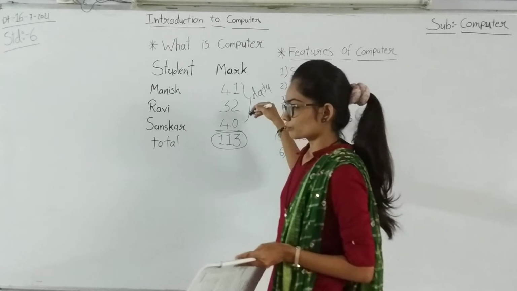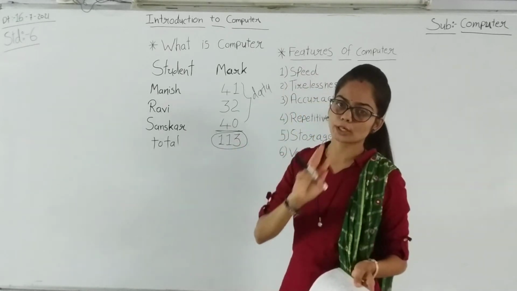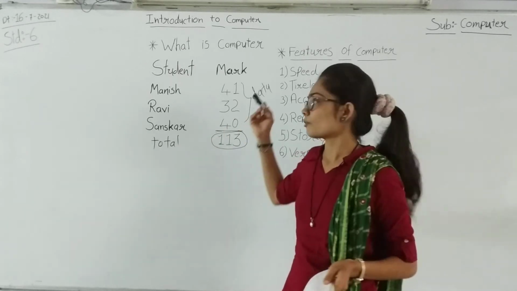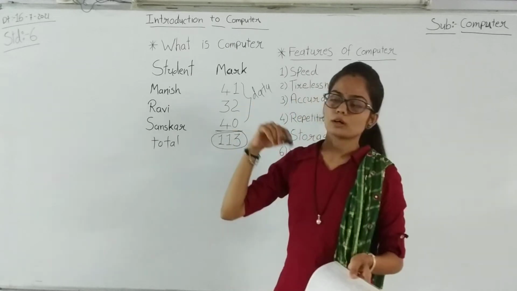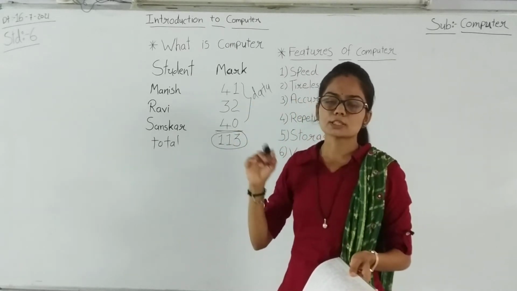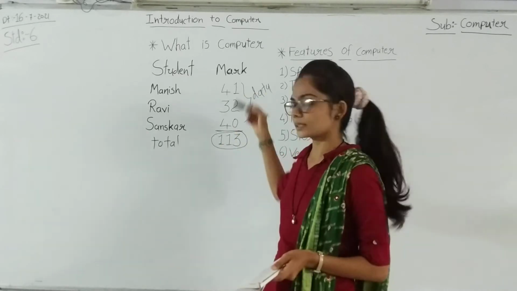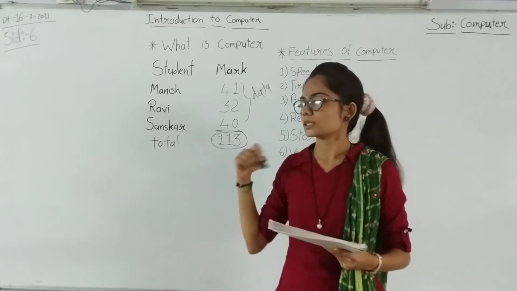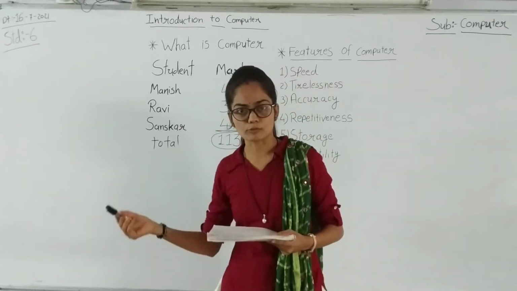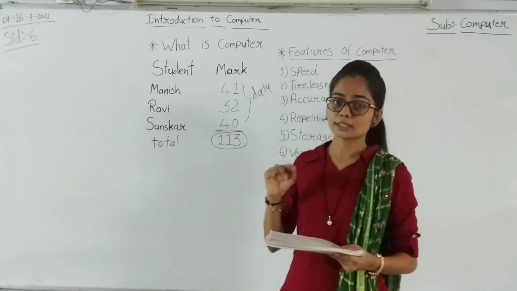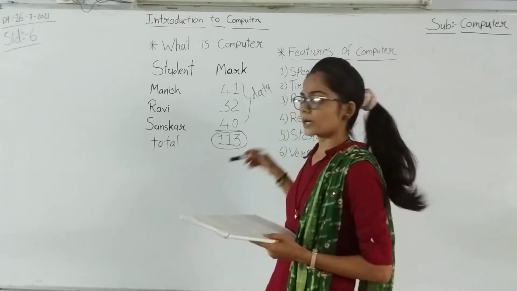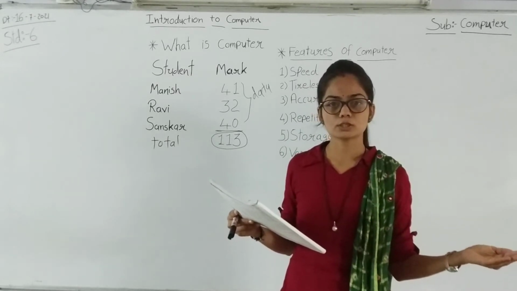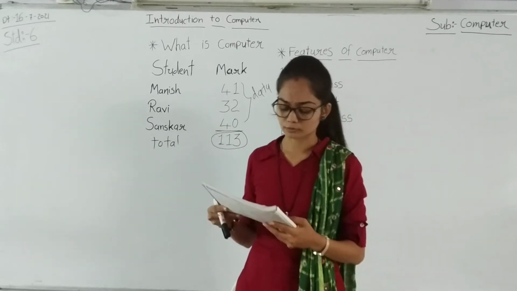Like in this example, we have only 3 students' marks. But in a school there are a number of students and they want to calculate all the students' marks. The number of students is greater than this. That's why that calculation is hard to perform. But using a computer, it is easy to perform any kind of hard calculation. Okay?